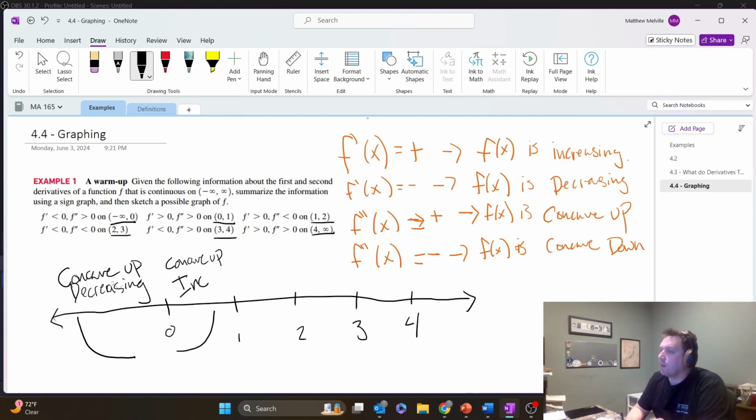Then I know that right here, f prime is greater than 0 and f double prime is less than 0. So I have it as increasing and concave down. The derivative is positive, so that makes it increasing, and the second derivative is negative, which makes it concave down. And it still is increasing.